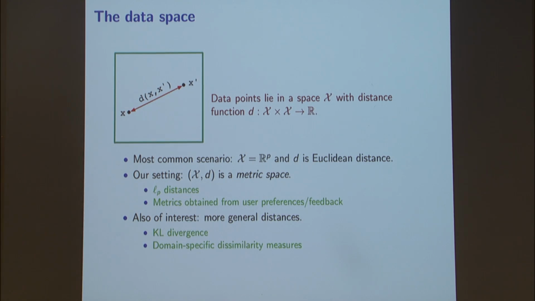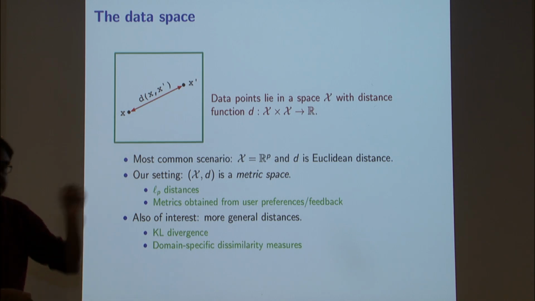One thing I'd also like to point out is that from an application's point of view, it's also of great interest to look at distance functions that are not metrics. A lot of the things people like to use are sometimes not even symmetric. So it's of interest to do that, and there isn't much theory on that. But we'll be looking at the metric space setting.